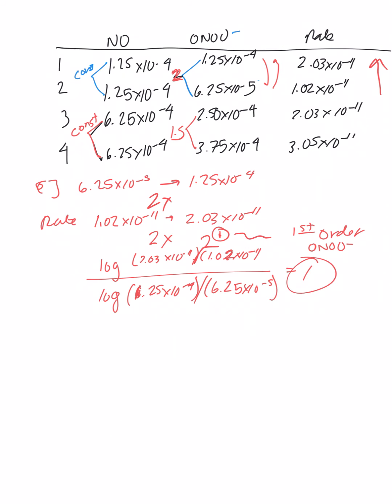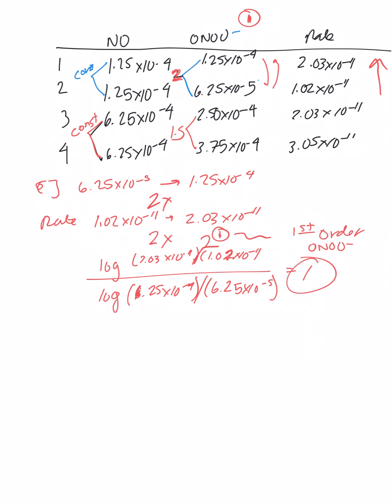Keep in mind, whenever you are doing these, make sure you put the bigger one on top, because if you put the smaller one on top, it can give you a negative number and you might get confused. It's all just a matter of perspective. If we have something that's first order, and you decrease the concentration, the rate will decrease by the same amount. So I always like to put the big number on top so we always get a positive number. Okay, so we've established that we have first order dependence for O and OO minus.